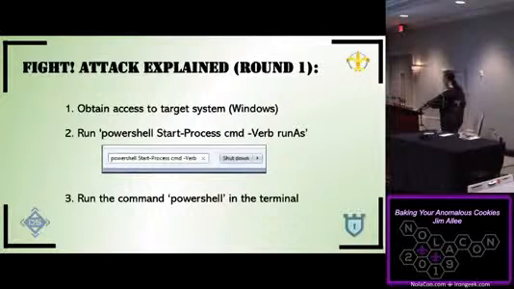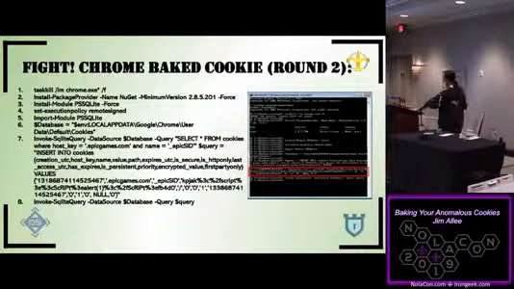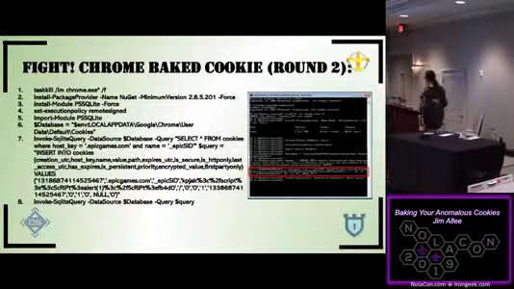So we'll talk about the attack chain here. Get access to a Windows box, run PowerShell. You do need admin for this piece. There is the script right there. Again, 8 lines of code. Number 1, we have to kill Chrome. It locks the cookie jar, so we got to unlock it.